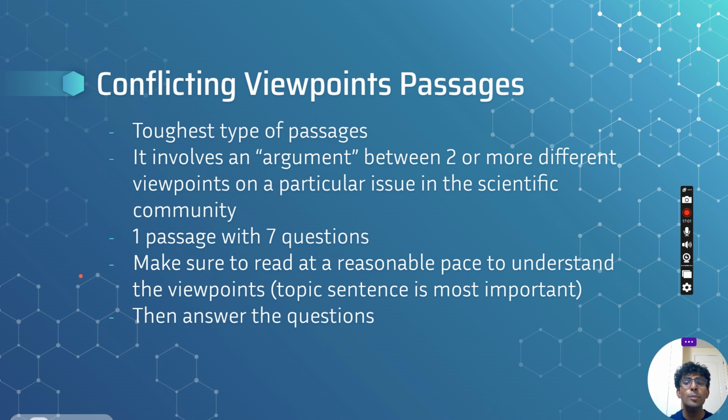All right, in conflicting viewpoints passages, these are the toughest types of passages. It's an argument between 2 or more different viewpoints on a particular issue in a scientific community. It's one passage only with 7 questions, but you're probably going to take the most amount of time per passage on this one because it's a lot more words. There's not really figures. You need to understand the viewpoints and answer the questions.